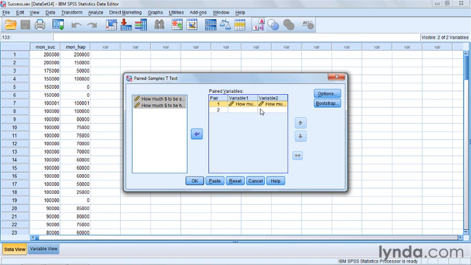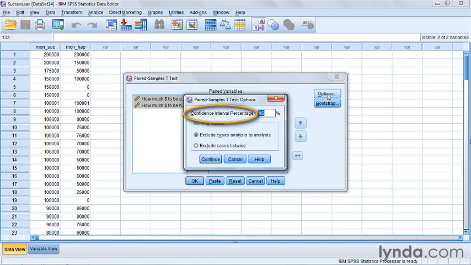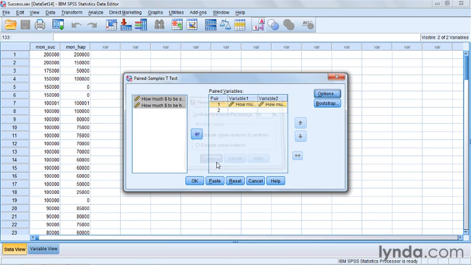Now let's take a quick look at the options. We get a confidence interval of the difference. It's 95% by default. You can change it to 90 or something if you have a really small sample. Also, you can choose how you exclude cases, either by analysis or listwise. But since we're only making one comparison, these will be the same. So I'm just going to press continue. And then here I'll press OK.